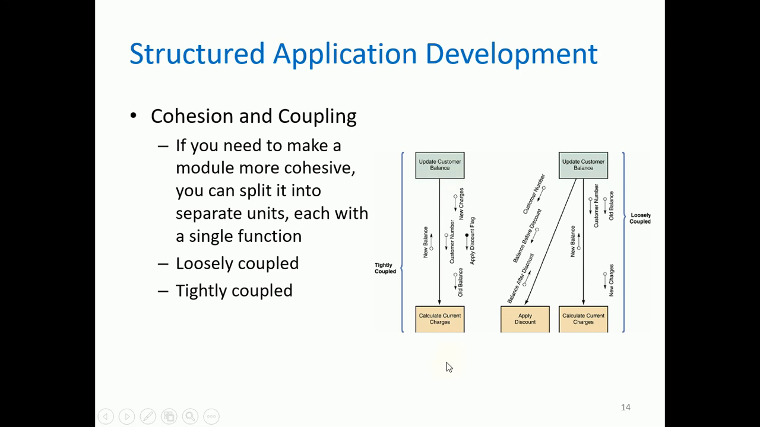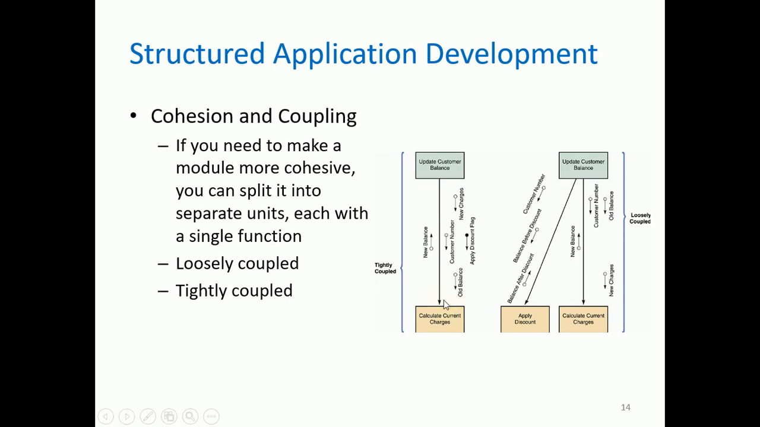So update customer balance, and the subordinate module is calculate current charges. The data coming from calculate current charges is the new balance that is already computed. Before that, the customer number, new charges, and old balance must come from the module update customer balance. And then we have this control couple, the symbol of an arrow with a filled circle, apply discount flag, a message or a flag. When these three data and the flag are accepted by calculate current charges, it will produce a new data couple, which is new balance, and it will be directed back to update customer balance. So this is tightly coupled.